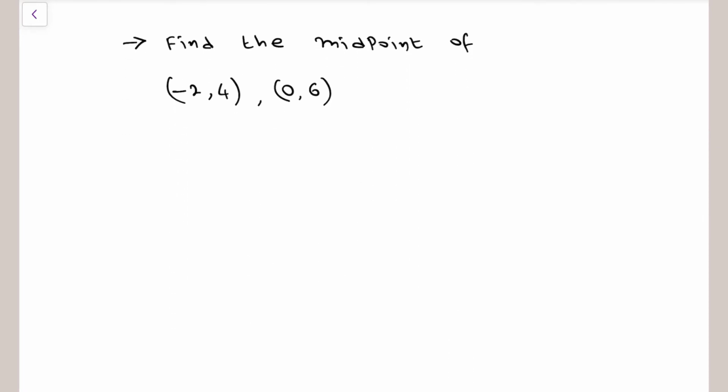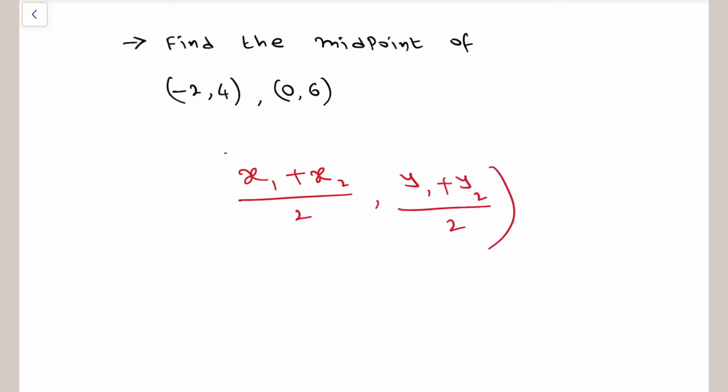Next question. Find the midpoint of the points minus 2, 4 and 0, 6. What is the formula for finding the midpoint of a line segment? x1 plus x2 by 2, y1 plus y2 by 2. So here this is x1, y1 and this will be x2, y2.